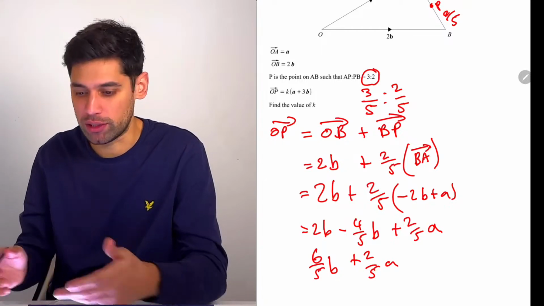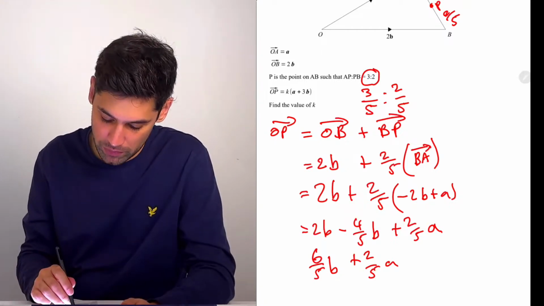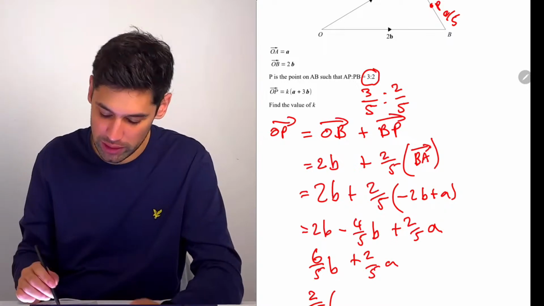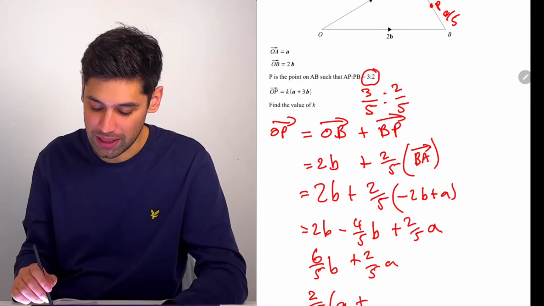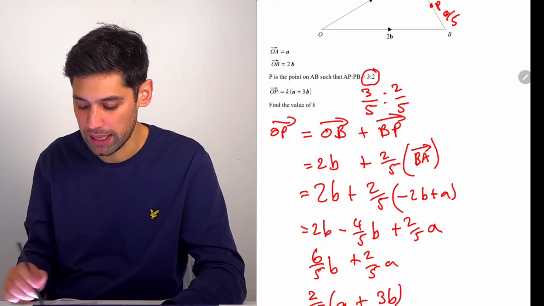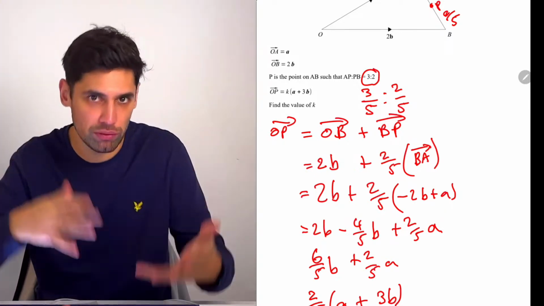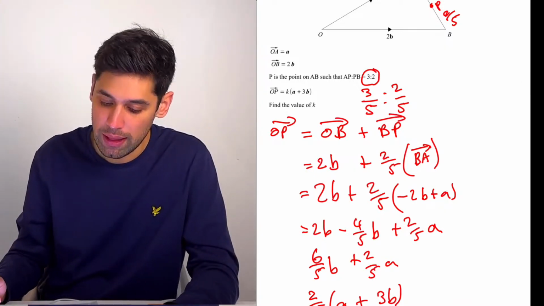If we want the A by itself, it's got 2/5, get rid of 2/5. So 2/5 bracket, and we'll write the A first because that's what they've got in their answer. So the A plus, and then we'll be left with 3B here, simply because 2/5 times 3 is 6/5. 2 times 3 is 6, so 2/5 times 3 is 6/5.